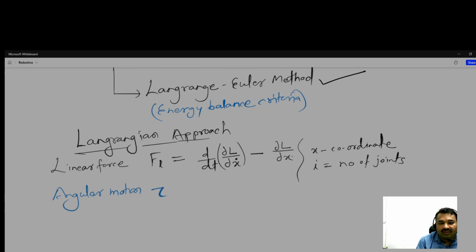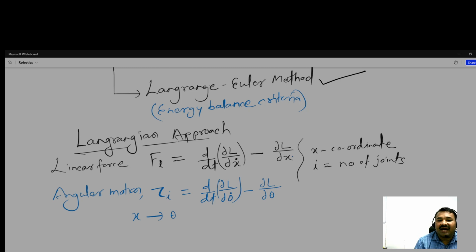So tau is responsible for that, and tau i is here, and the same d by dt. What is here? x is replaced by theta, meaning the linear variable is replaced by the angular variable. So it is theta dot, then minus del L divided by del theta.